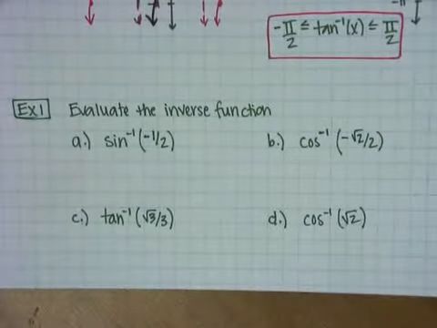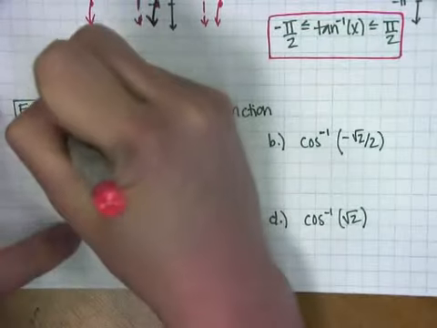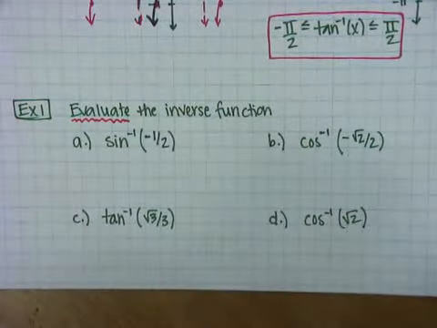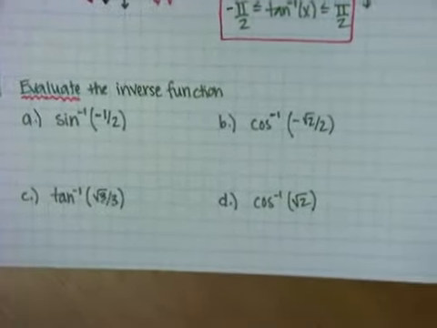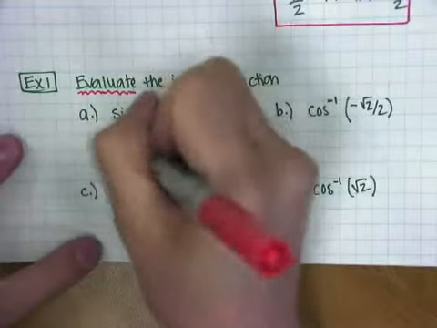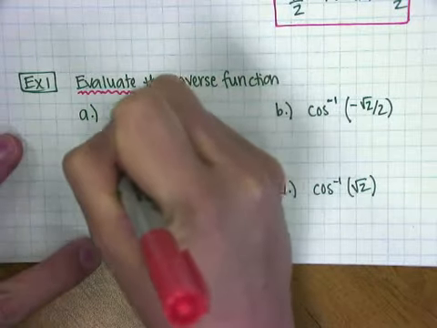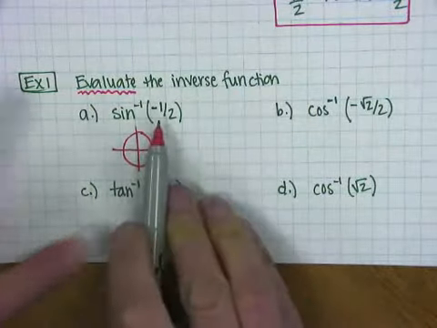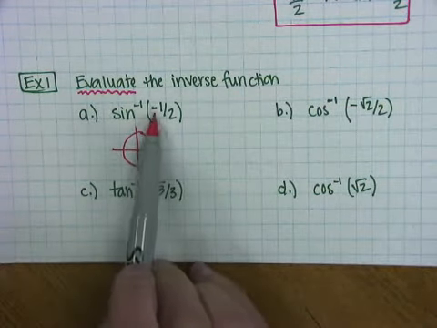Evaluating inverse functions. When it says evaluate, that typically means find the answer. And for us, it's usually going to mean to find the exact answer, which means using your unit circle. So what I want to see for problems like this for your notes is I want to see you draw a little unit circle. Okay. And then on the unit circle, you need to think about where sine is negative.